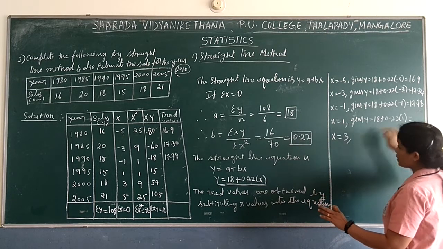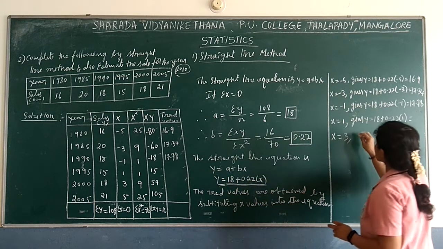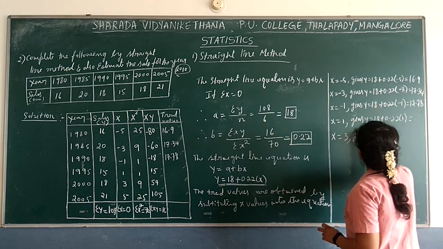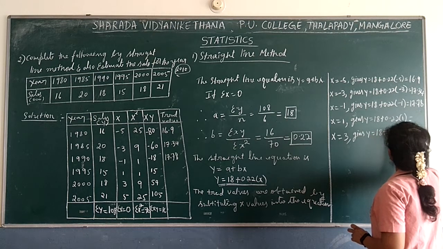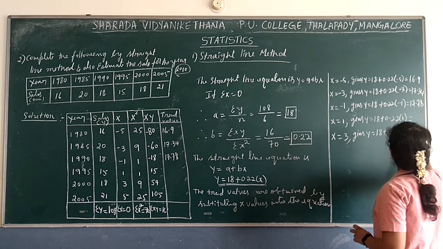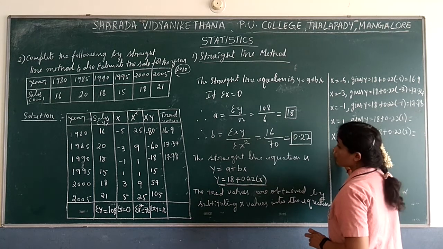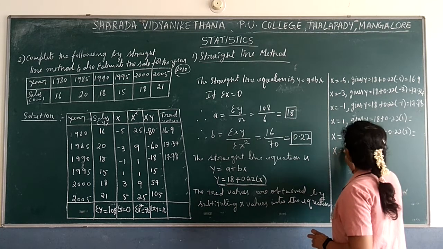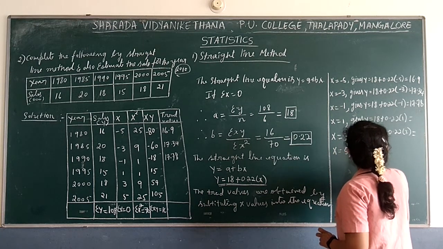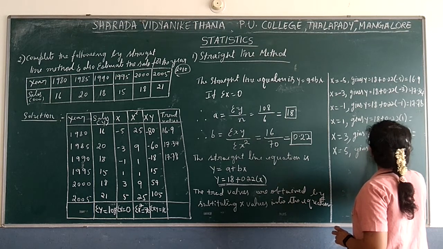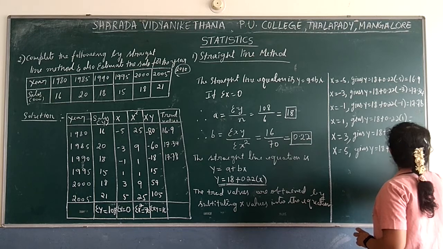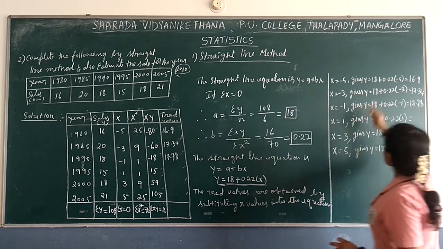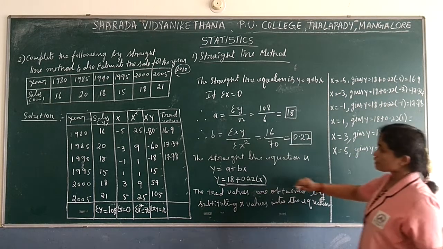I get this answer. Now next we have to substitute positive 3. It gives y is equal to 18 plus 0.22 into 3, and the last x value is 5. It gives y is equal to 18 plus 0.22 into 5. So these are the substitutions. Now we get this answer.